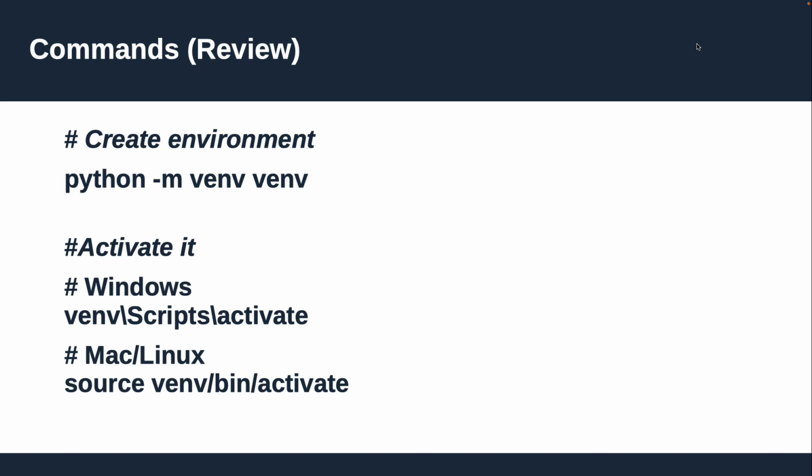The second step, we activated it. And this was the one step, once again, where it's different between Windows and Mac or Linux. Again, on Windows, we're running a batch file. So we're doing venv\Scripts\activate, for example. On Mac or Linux, we have to type source to bring the commands into our environment, and then it's venv/bin/activate. So it's actually a different path as well.